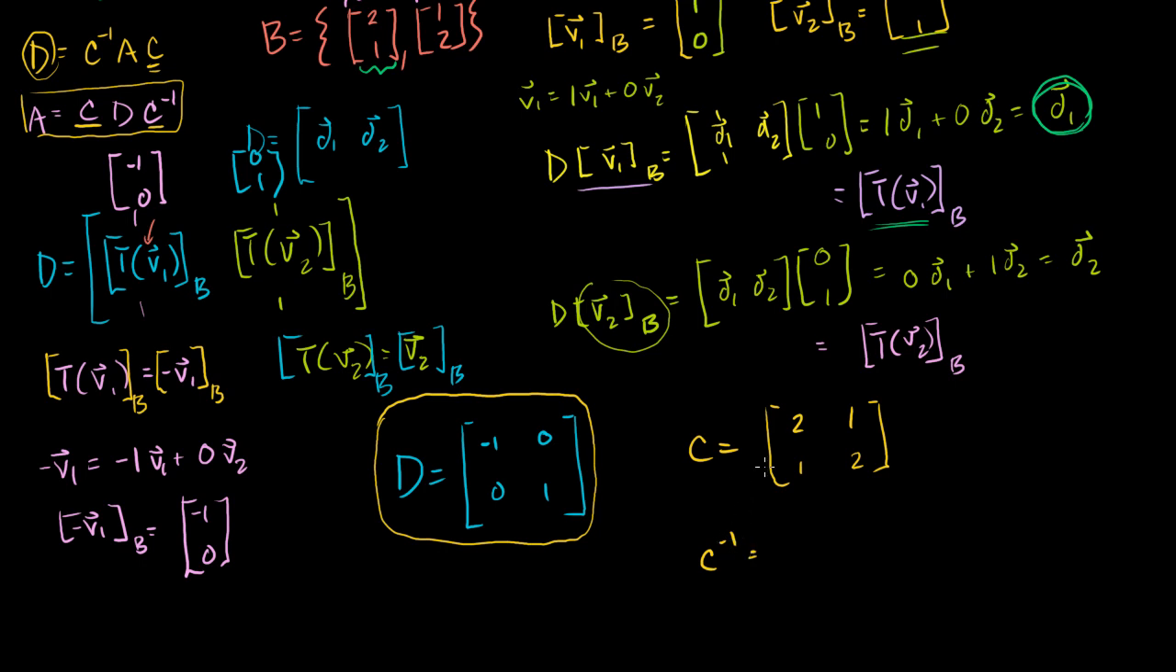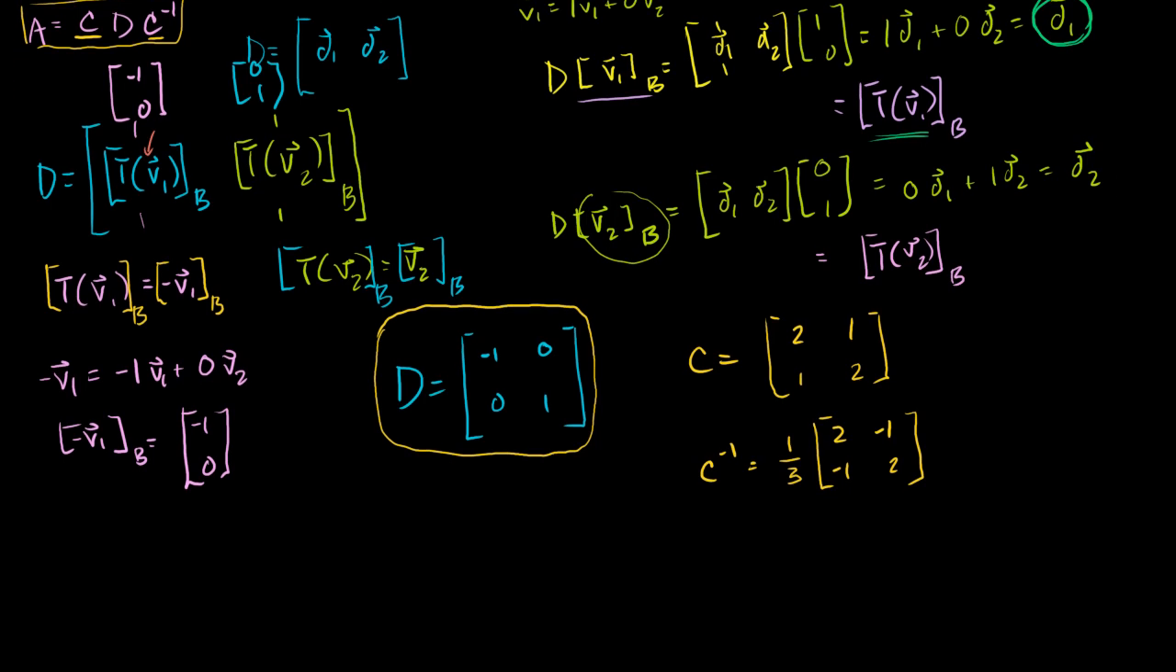C inverse is equal to, well, we have to find this guy's determinant. So it's 2 times 2, which is 4, minus 1 times 1. So it's 3. So we do 1 over the determinant, 1/3, times, you swap these dudes right here. So these become a 2 and a 2. And then you make these two guys negative, -1, -1. That's C inverse. So now we're ready to solve for A.